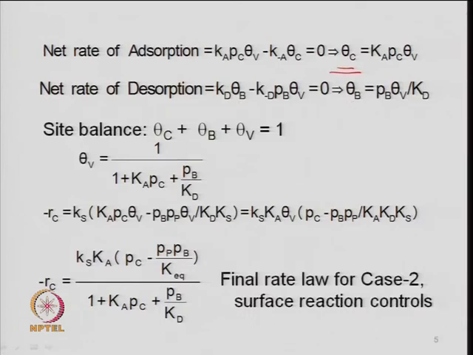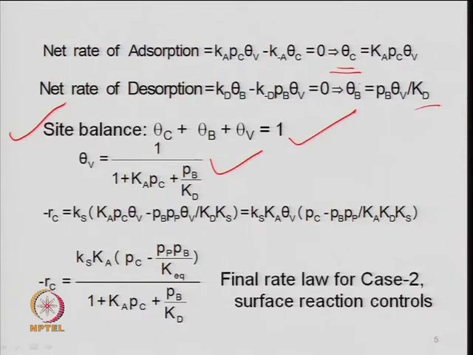So, one can calculate theta B, which is the partial pressure of benzene times theta V divided by the equilibrium constant for the desorption of this reaction. Now we can apply the site balance, which we have already done. So, theta C plus theta B plus theta V is equal to 1. You can calculate theta V from here, because theta C and theta B are already calculated.